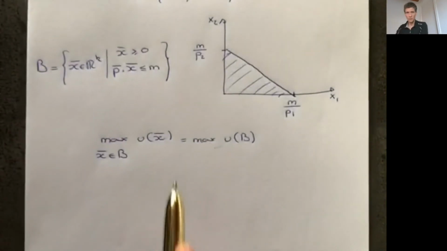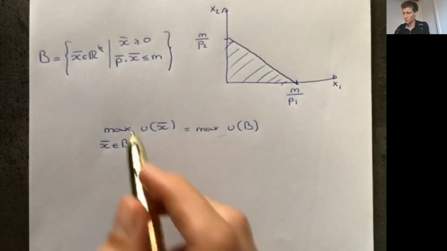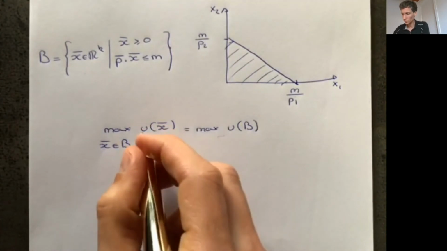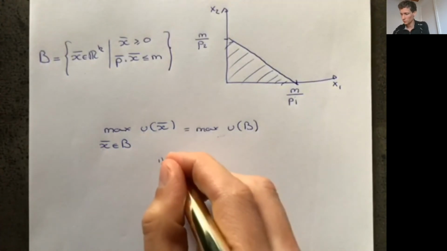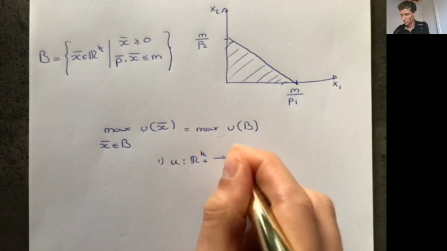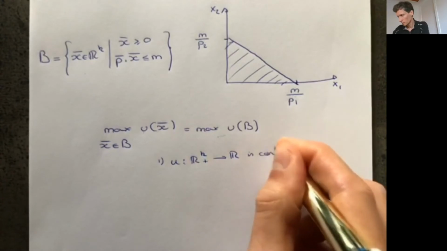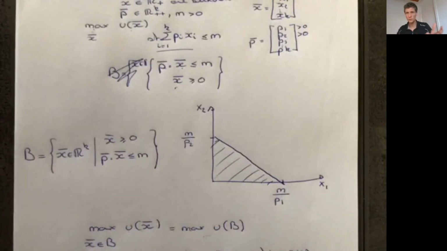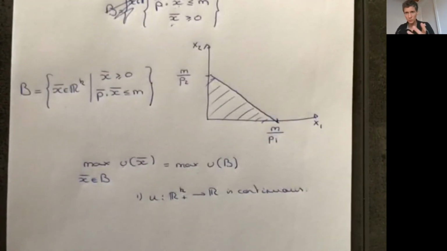Okay, so when do we know that this problem has a solution? Well, we can use the extreme value theorem. So first of all, we need to require that the function that we're maximizing is continuous. So u goes from R^k_+ to R, and it's continuous. So basically this says that if you have a sequence of bundles that converges to some bundle, then the sequence of utility values that you get at these bundles will converge to the utility at the limiting bundle. Okay, so this is continuity of the utility function.